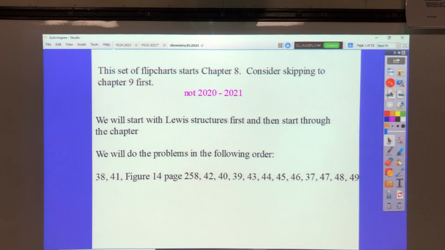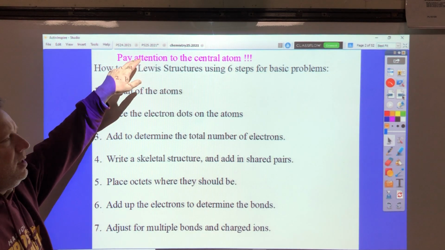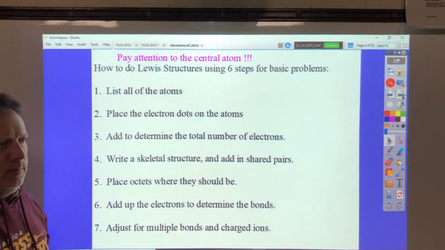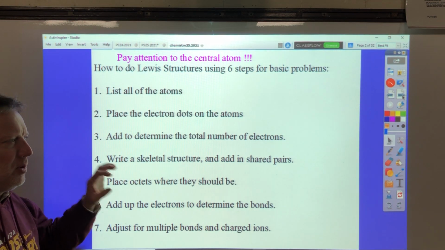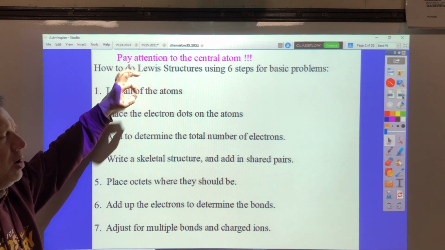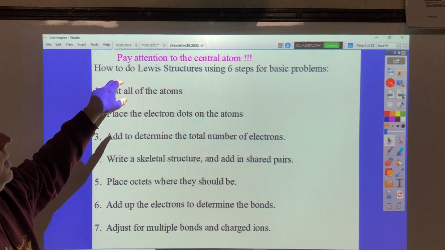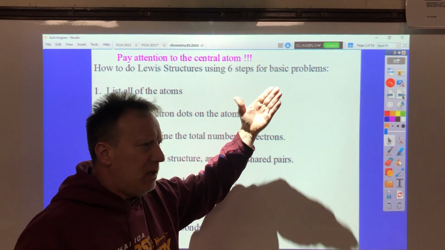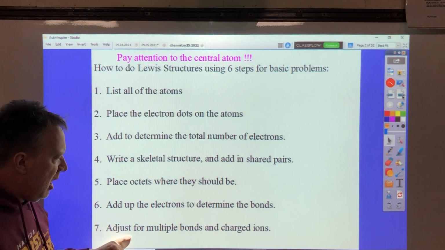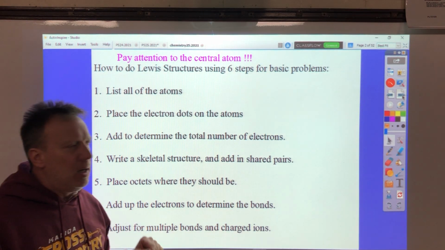So here is how you do a Lewis structure. What we are paying attention to is the center atom. Not all the examples have one central atom, we will see that. But we're normally going to be paying attention to one central atom. And then we're going to use 6 steps for basic problems. If it's got multiple bonds or charged ions, we have to throw some other steps in there.